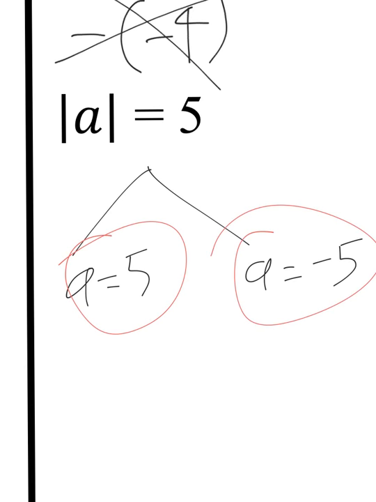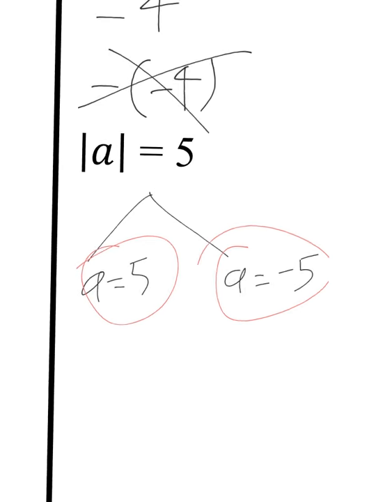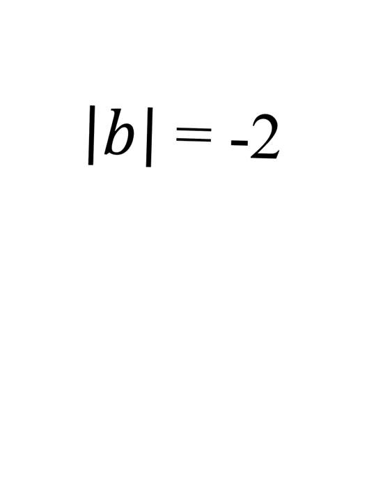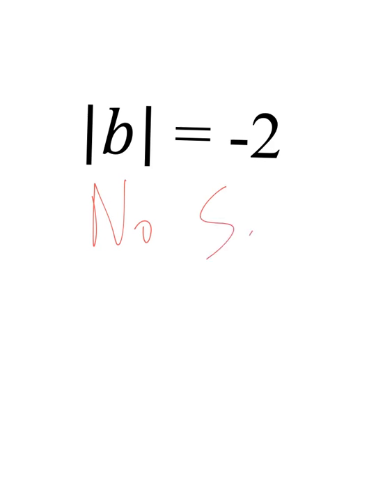Think about it. You can plug in a 5, or you can plug in a -5. Either way, the absolute value is going to output a positive 5. So here you have absolute value of B equals -2. So this one is going to be no solution because it's equaling a negative number.